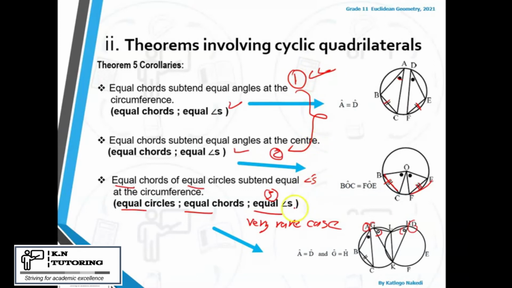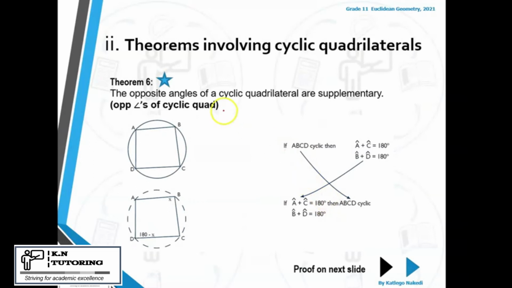Even this one is a rare case. You will hardly get a question where you put two equal circles. But if that comes, you need to remember this theorem. Theorem number 5, corollary. Equal circles, equal chords, equal angles. Okay. Theorem number 6. There's a star there, which means this is examinable.